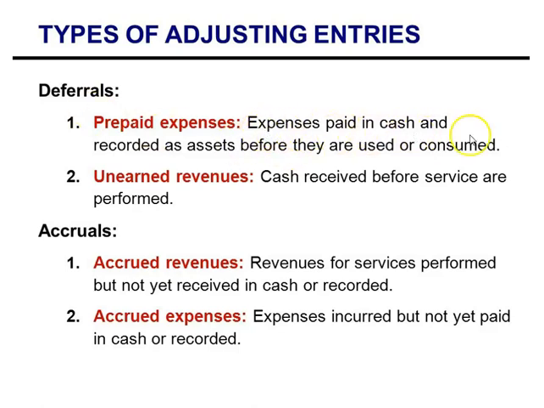It says expenses paid in cash and recorded as assets, prepaid expenses, before they are used or consumed. And the example that we had at the very beginning of this chapter was insurance. We paid for 6 months, so we prepaid that expense, right? And that's an asset. It's a prepaid insurance account on our balance sheet. Okay, so we're deferring the benefit, in our example of 6 months, we're going to defer the full benefit of that asset over that 6-month period of time.